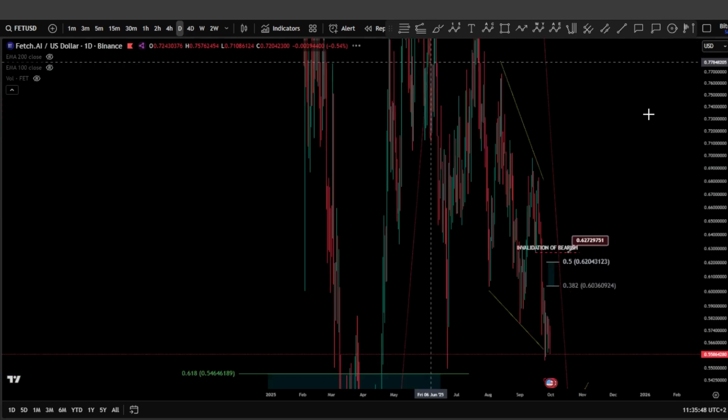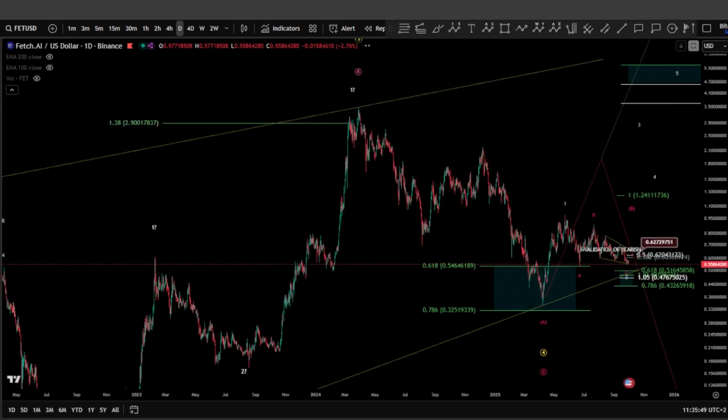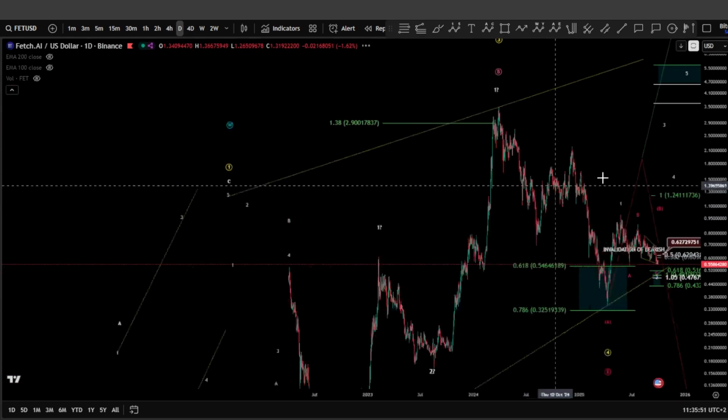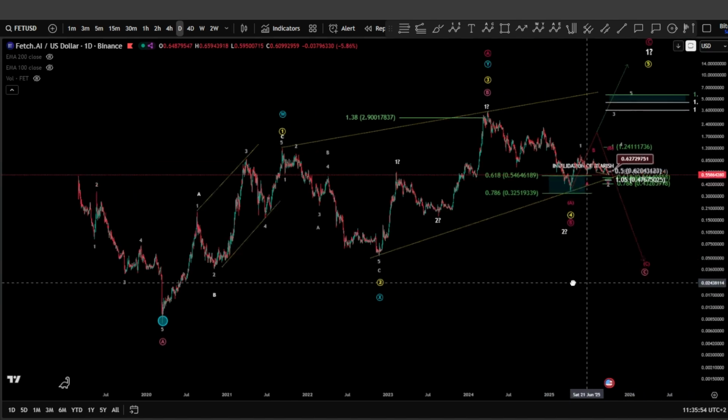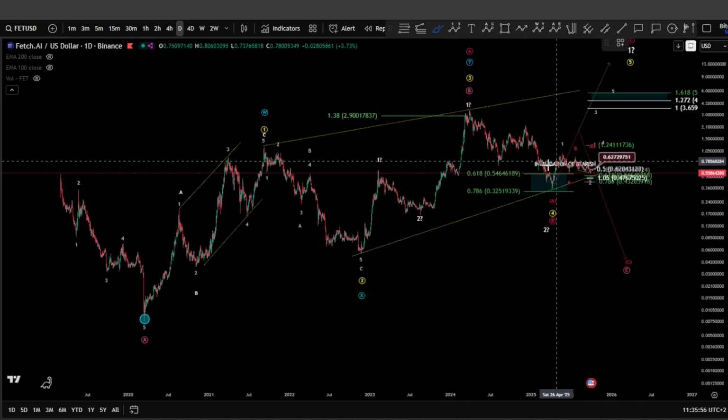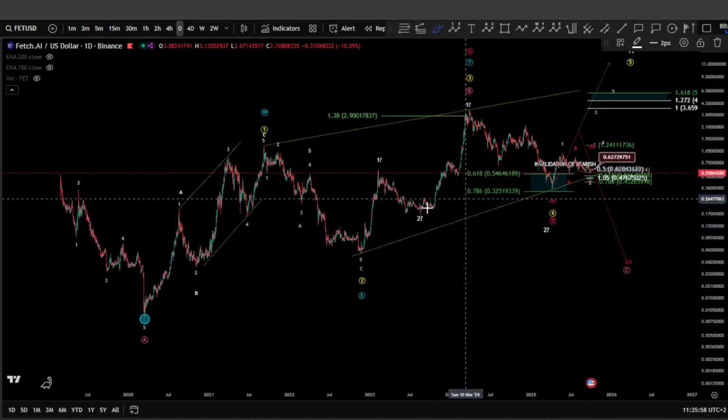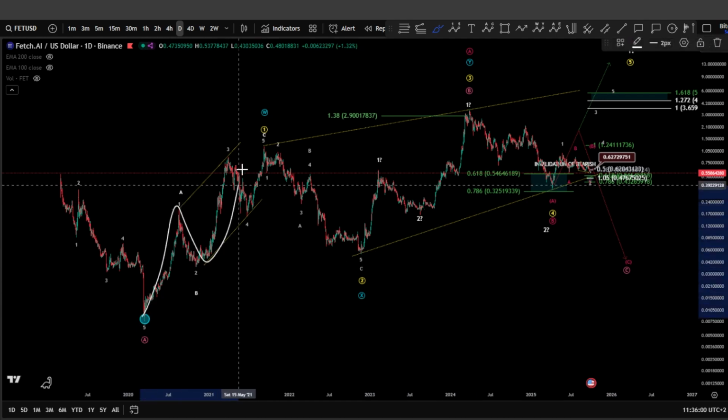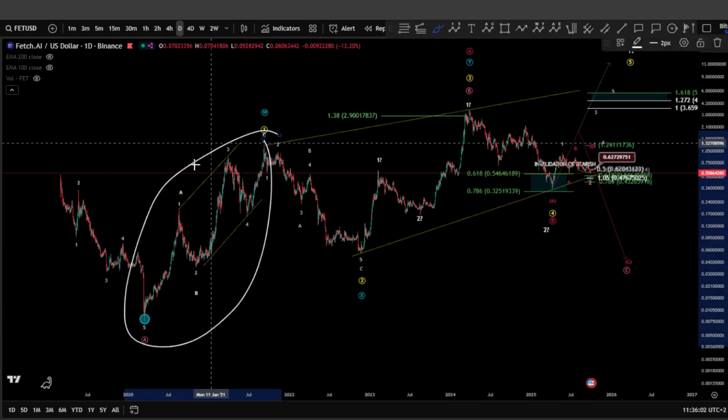Let's see FET starting on the daily as well. So as we know, on the daily we also have many bullish scenarios for the FET, but still, of course, one bearish scenario, and this one bearish scenario might be unfolding. We have 1, 2, 3, 4, 5, a leading diagonal for a wave 1.